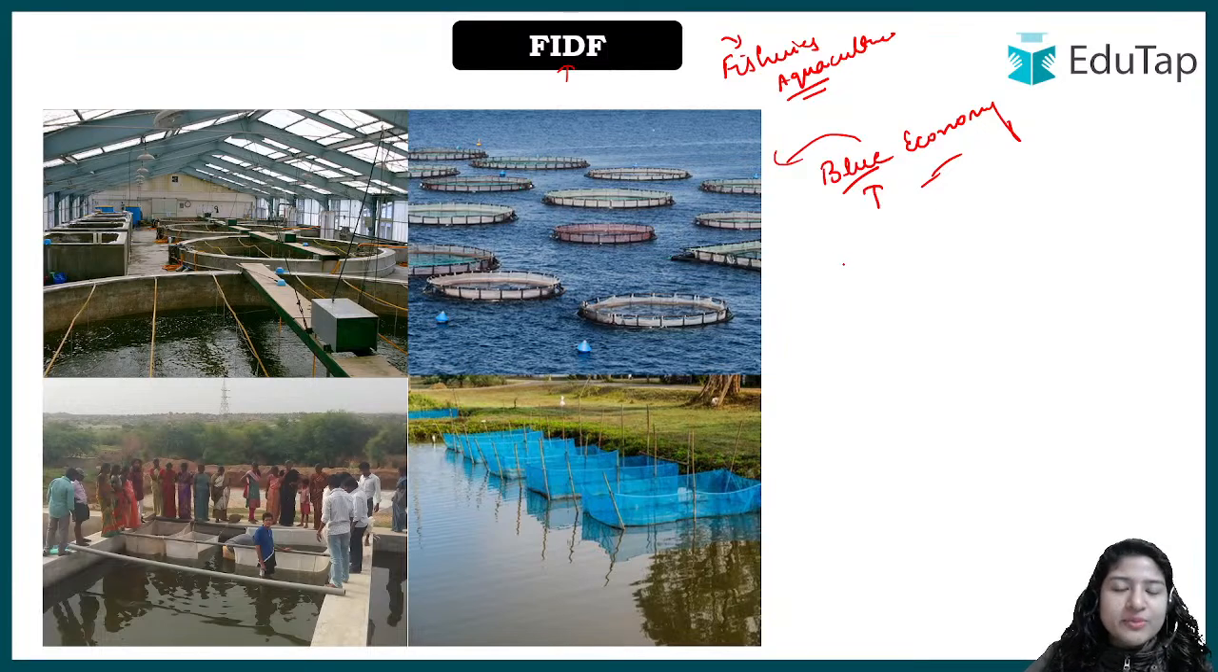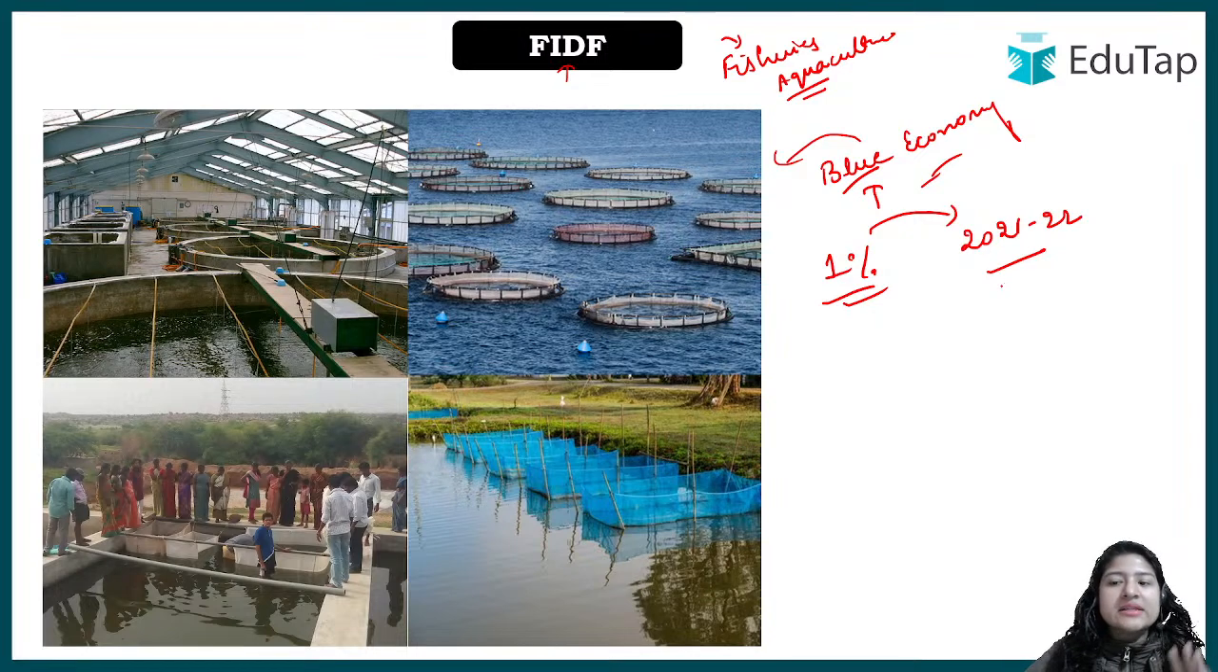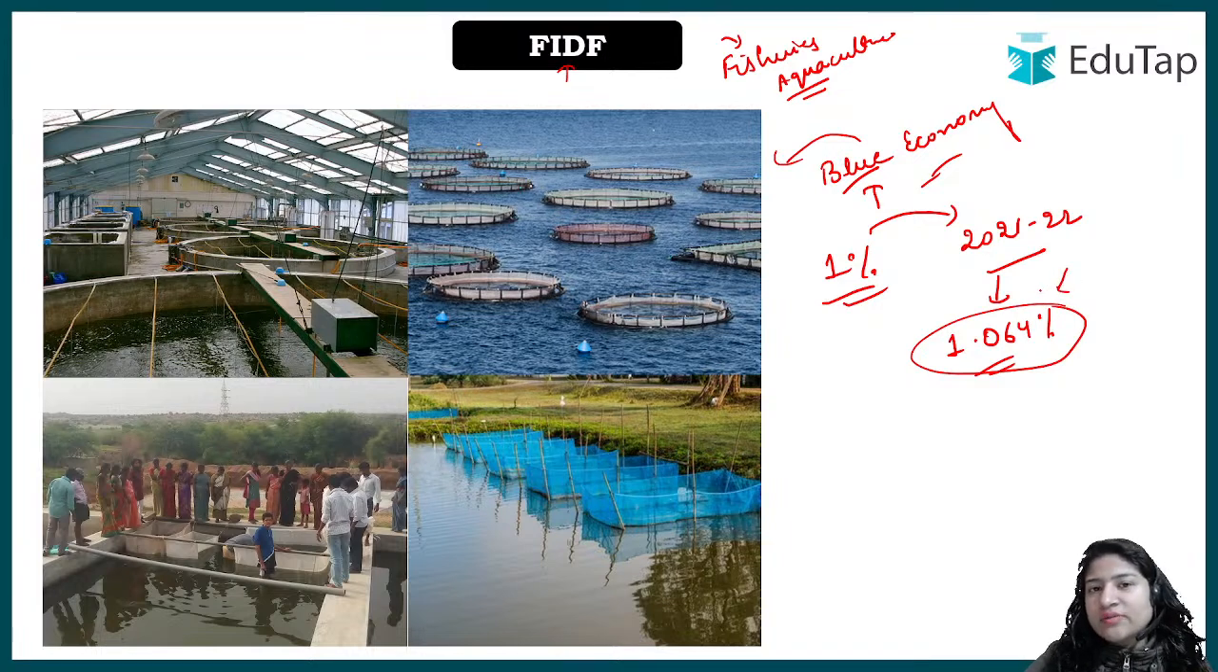When this scheme was launched back in 2018, the fishery sector was contributing just 1% to the overall GDP. And even after so much effort, the latest data I could find on the internet, for 2021-2022, shows the total contribution was somewhere around 0.64%. So you can see that even after so many years, we could achieve only this much percentage of the overall GDP.